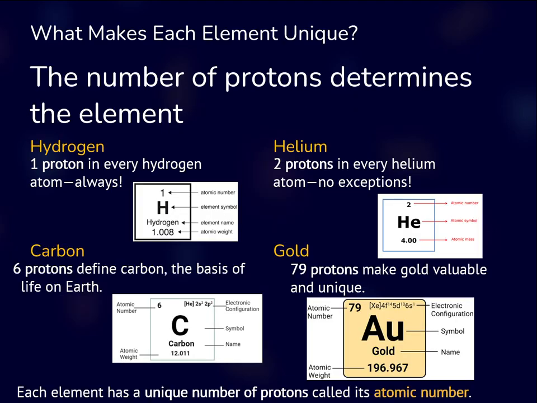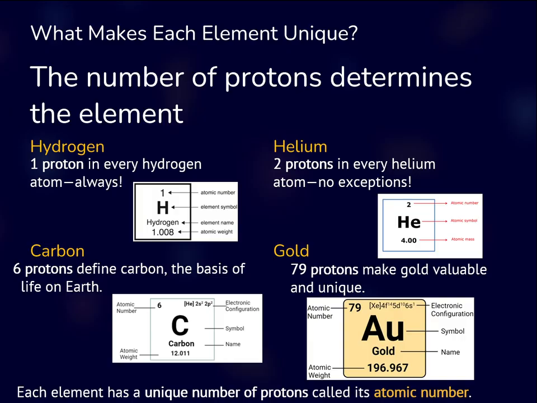So, if every atom is made of the same 3 particles, protons, neutrons, and electrons, what makes one element different from another? The answer is the number of protons that are in the nucleus. That one number, called the atomic number, completely defines the element. For example, hydrogen always has 1 proton, never more, never less. Helium always has 2 protons. Carbon has 6, and gold has 79. If you change that number of protons, you no longer have that same element at all.